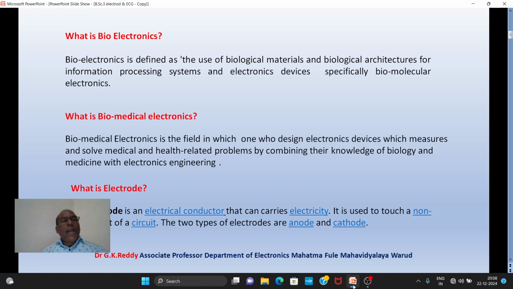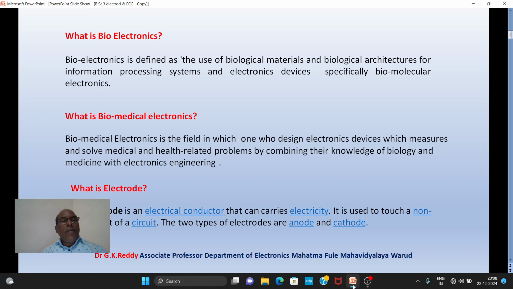That means bioelectronics is defined as the use of biological materials and biological architectures for information processing systems. And the electronic devices, specifically biomolecular electronic devices, we use in this unit.